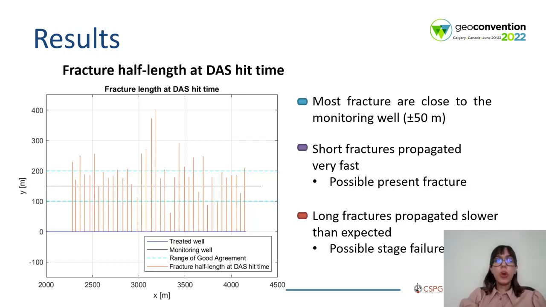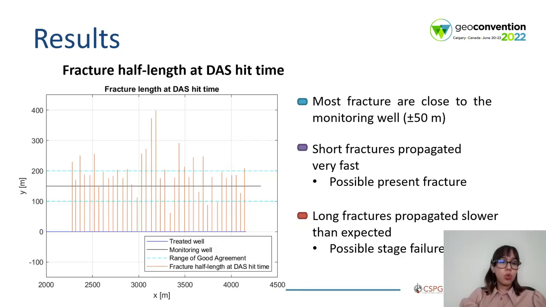As mentioned before, the ideal situation will be that all these fracture lengths are at the monitoring well at this time. A range of good agreement has been placed at minus plus 50 meters of the monitoring well, represented by the dotted blue lines. Most of the fractures are within this range. They are close to the monitoring well, so we could say that the PKN made reasonable predictions.